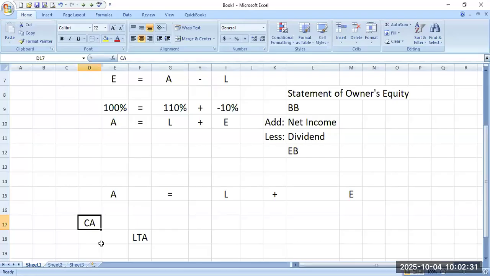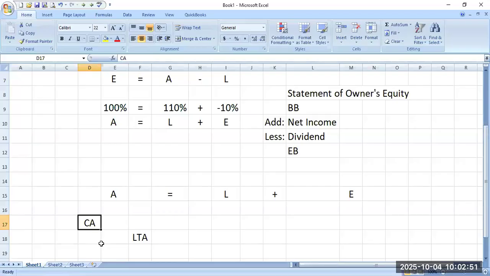Laptop, phone, accounts receivable. I can find accounts receivable. What else? Inventory. Correct. And some prepaid expense. Prepaid expense, excellent.